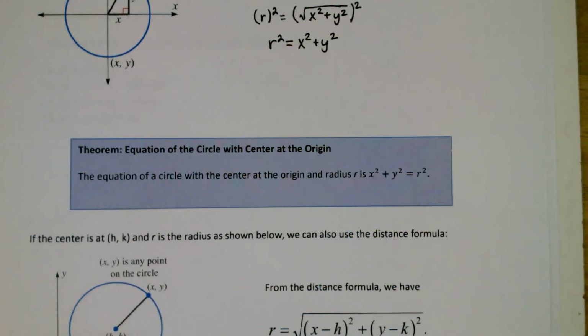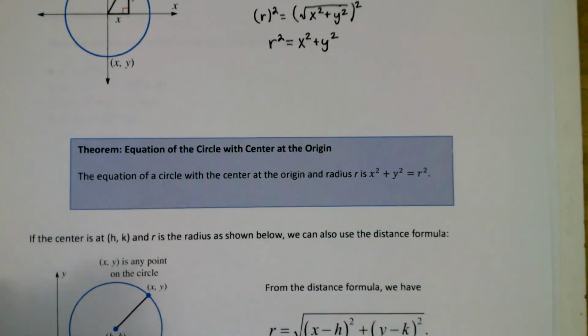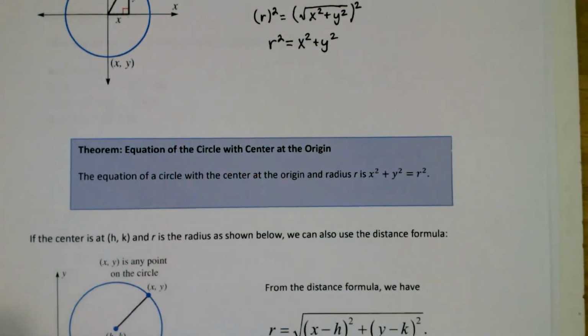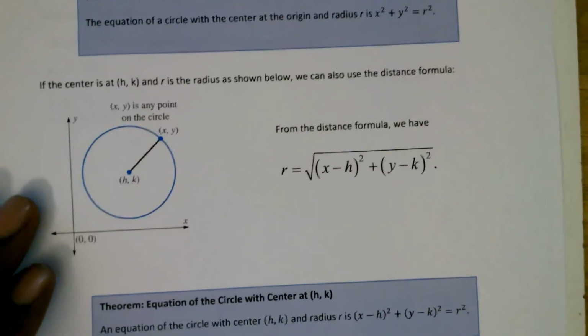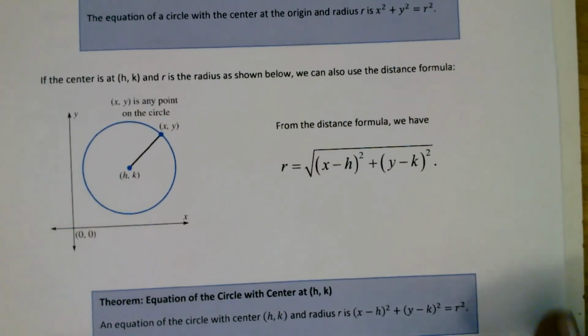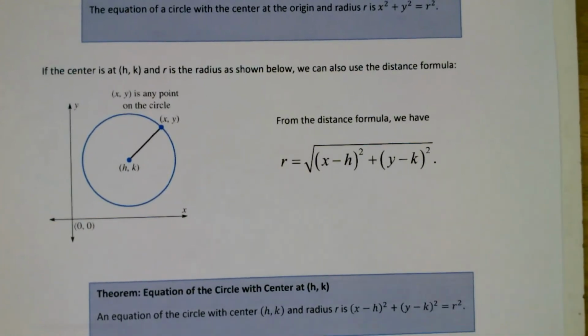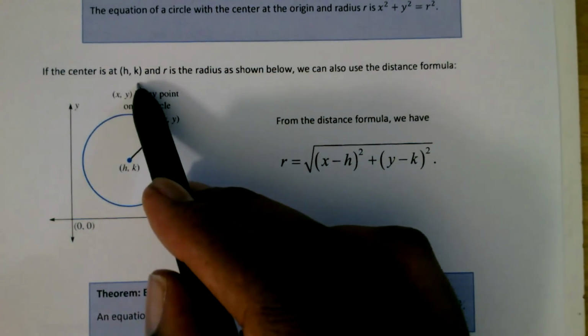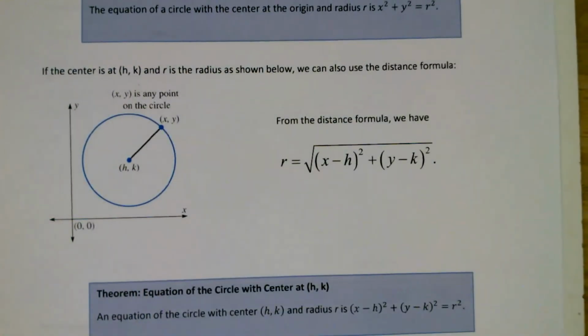Okay, now that's only for the circle being at the center, where the center is at the origin. But let's say the center is someplace else other than the origin, like this one right here. Let's say the center is at some h comma k, and r is the radius as shown below. We can also use that distance formula as well.